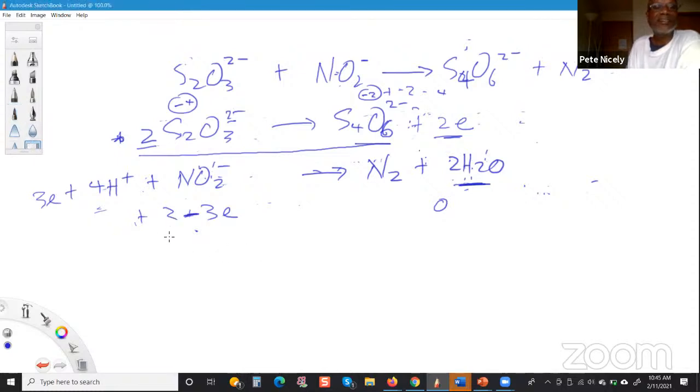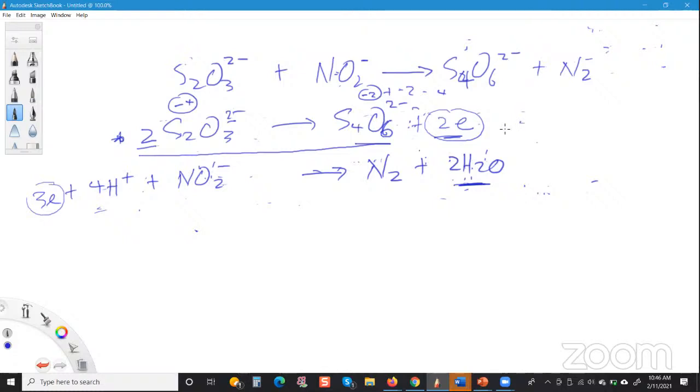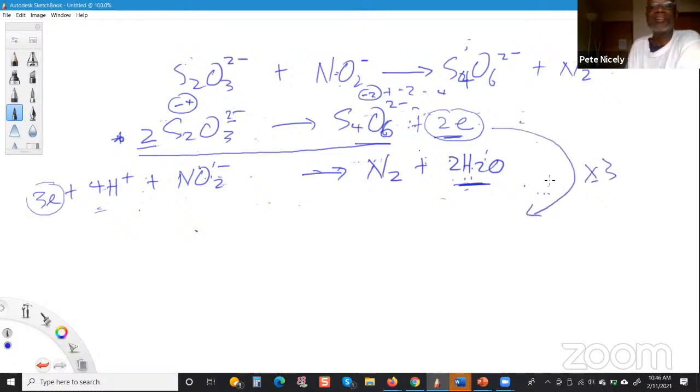So let me erase this here. And I just realized that we're over the time, but I just want to finish this first and call it a day. So we have 2 electrons here, and we have 3 electrons here. So what do you think we should do in the next step? Multiply the first equation by 3 and the second by 2. Right, exactly. So let's do this first.